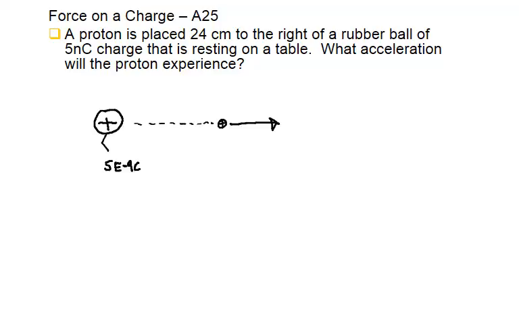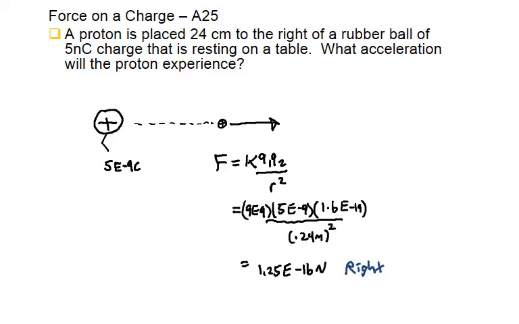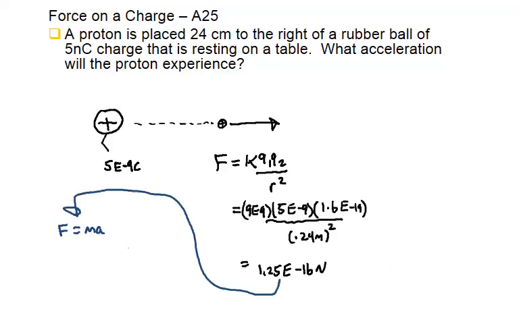Okay, so here's our charge, and here's the proton that's placed to the right of it. We've got the force on that, and we have the two charges there, 5 times 10 to the negative 9th coulombs for the one charge, and then the charge of a proton, the elementary charge. We know the distance, 0.24 meters, and so it's going to be force to the right. So we know the force and we know the mass from our data booklet. This will be the acceleration it'll experience.